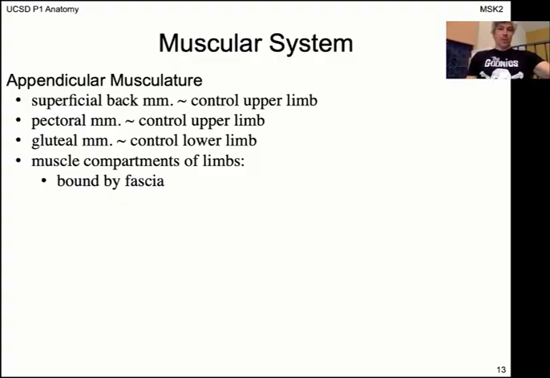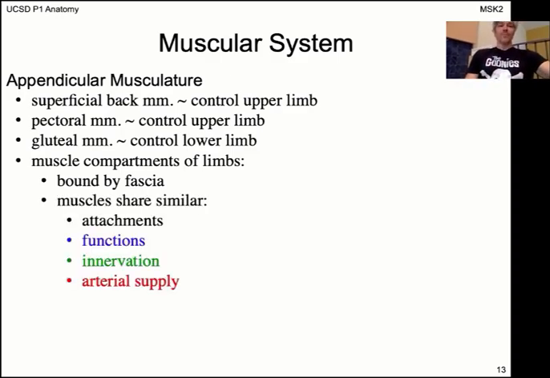Here's how a muscle compartment works. Number one, it has a wrapping of what we call fascia, basically a sturdy wrapping of connective tissue that envelops the group of muscles that are in that compartment. The muscles in a limb compartment tend to have common attachments. So for example, we just saw for the forearm, the anterior arm flexors tend to come from the medial elbow. The posterior forearm extensors tend to come from the lateral aspect of the elbow. So they tend to have similar attachments.